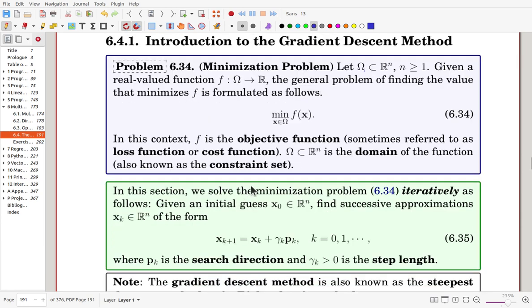We'll try to solve the minimization problem iteratively. Given an initial guess x0, we'll try to find successive approximations xk of this form. The new approximation is corrected by this correction term. Here pk is the search direction and gamma k is the step length. After finding the direction, we try to decide this step length.